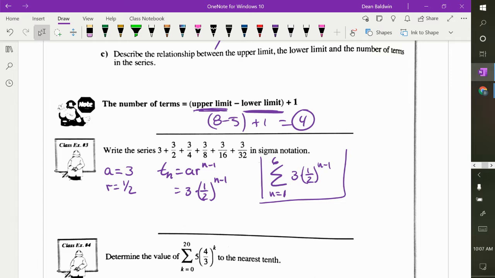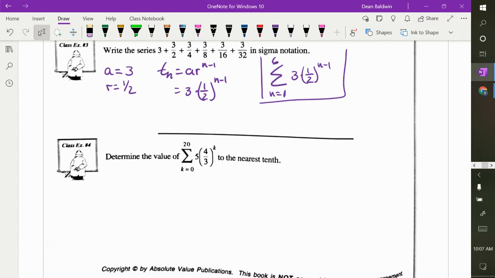All right, next one. Determine the value of this whole sequence. First of all, it's 0 to 20. How many terms are in this? 21. It's upper limit minus lower limit plus 1, so 20 minus 0 plus 1. There's 21 terms in this sequence. We know it's going to be geometric, so you only have to find the first two terms, and that'll give you A and R, and we can sum it after that.